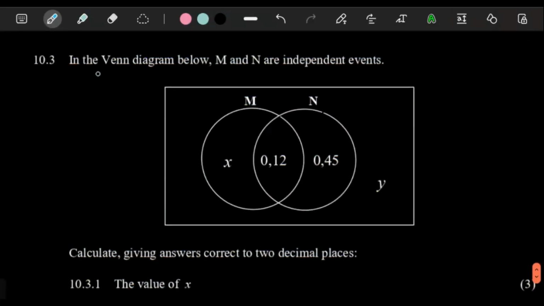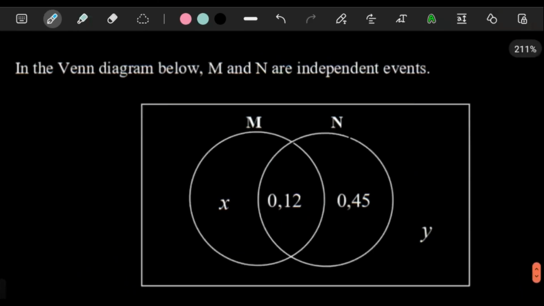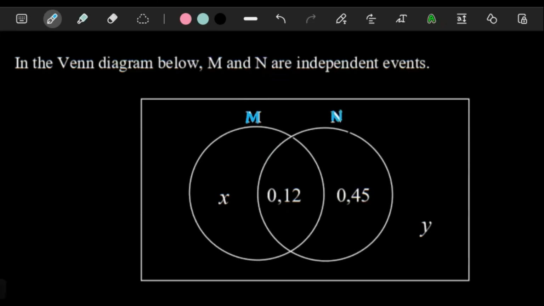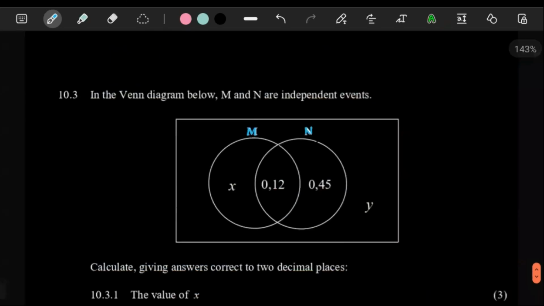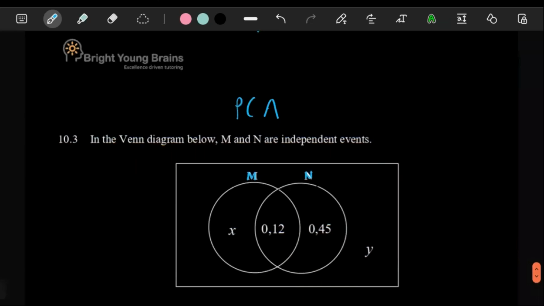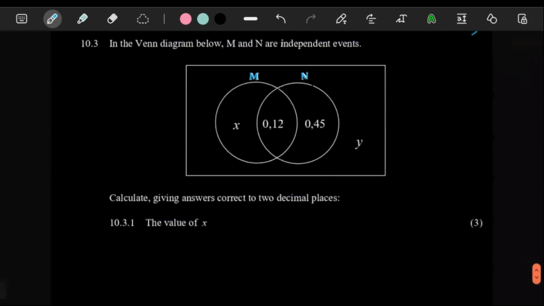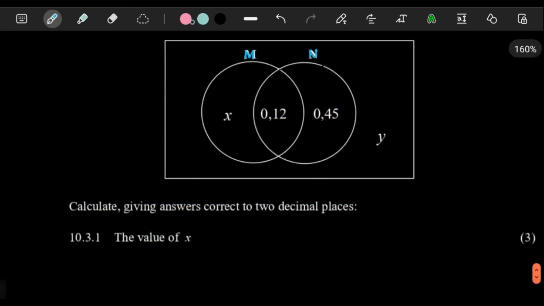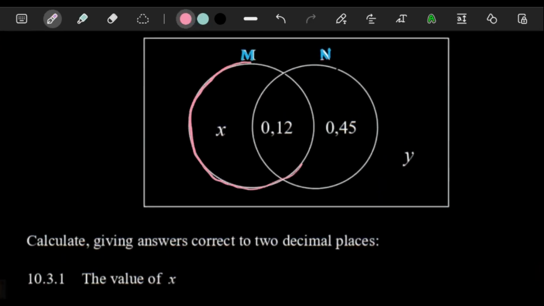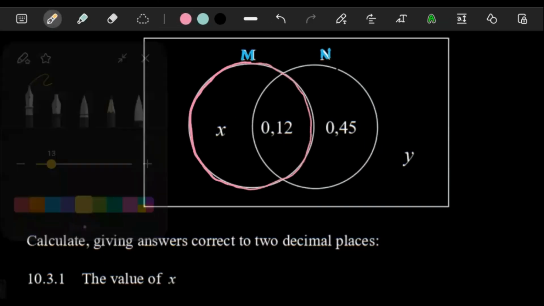This Venn diagram says the following. In the Venn diagram below, M and N are independent events. So there's M over here, there's N over here. So they say they're independent events. What you have to remember about independent events is that the probability of A multiplied by the probability of B will be equal to the probability of A and B. So if these are independent events, what you know is the probability of M, right, is these two put together. The probability of N is these two put together. Because remember, for M, you should consider the whole thing here. And then for N, you should consider the whole thing here.